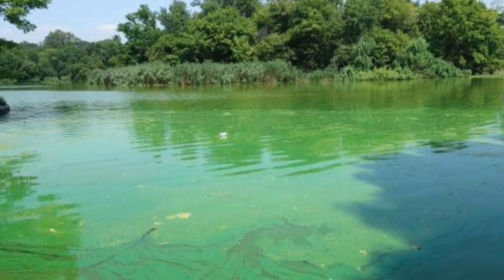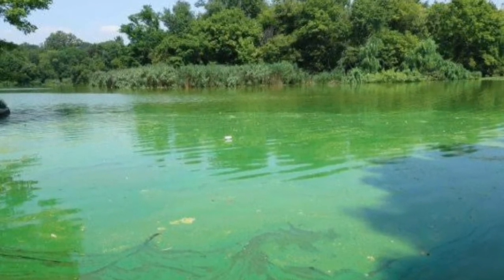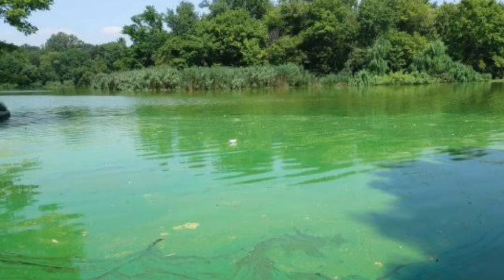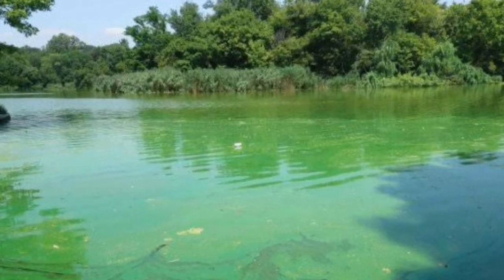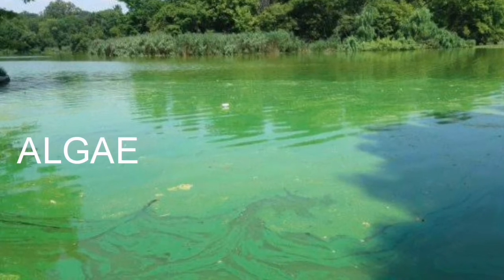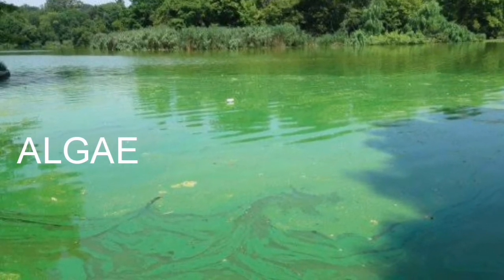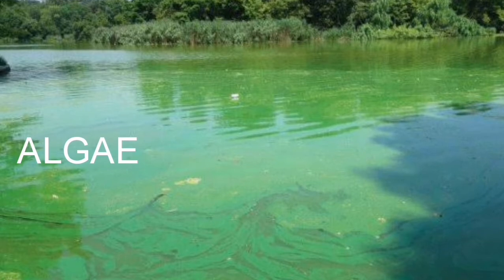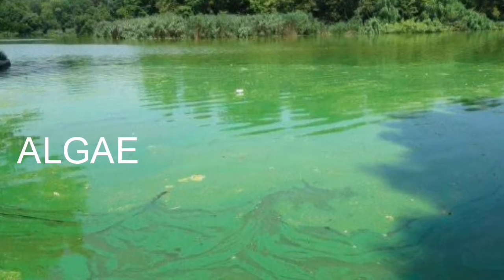Now look at this picture. What is the color of the water? Green, no? Can you guess why it is green in color? It is because of the presence of an organism called algae. These algae are green in color as they contain chlorophyll pigments and can prepare their own food.